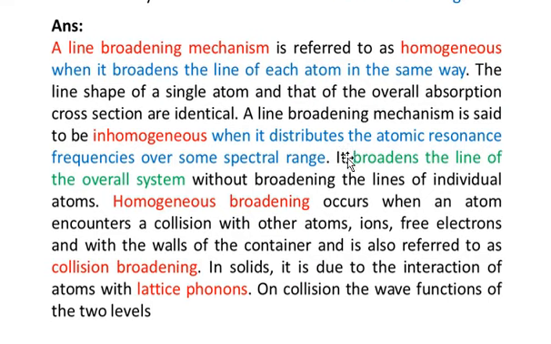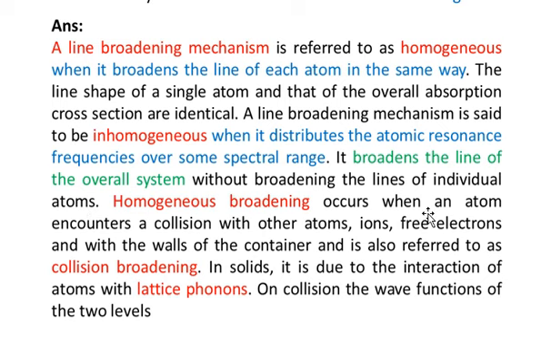The answer is, a line broadening mechanism is referred to as homogeneous when it broadens the line of each atom in the same way. The line shape of a single atom and that of the overall absorption cross-section are identical. A line broadening mechanism is said to be inhomogeneous when it distributes the atomic resonance frequencies over some spectral range. It broadens the line of the overall system without broadening the lines of the individual atoms.